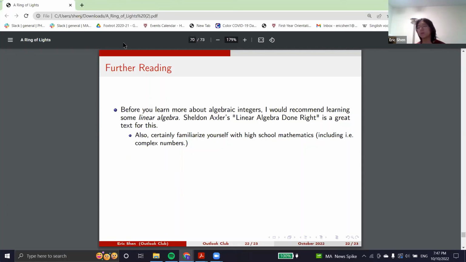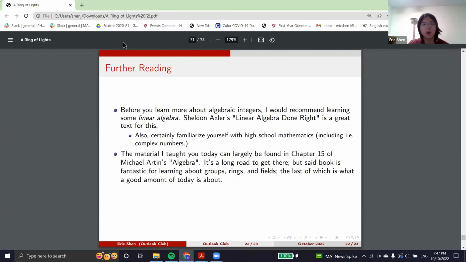Also stuff like complex numbers, which as you can tell from the talk today, were very, very useful and very fundamental. Also, to get more into this algebraic integers kind of stuff, most of what I taught you today can be found in chapter 15 of a legendary book called Michael Artin's Algebra. But to get to that chapter, you have to read the previous 14 chapters, except for maybe chapter 13.